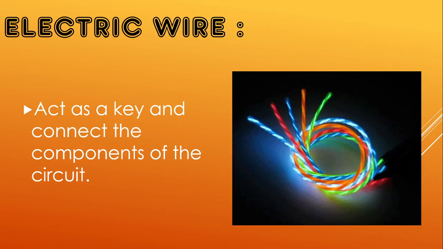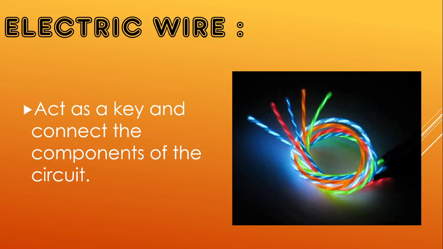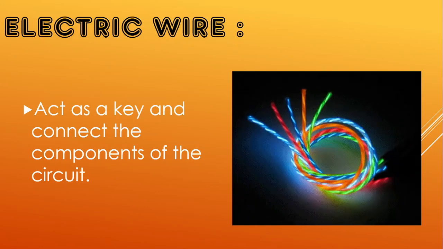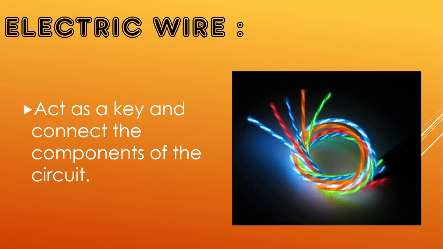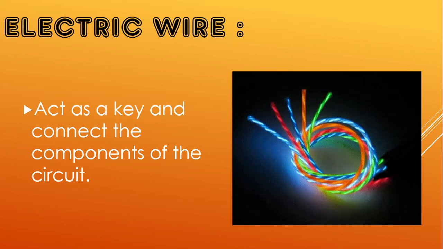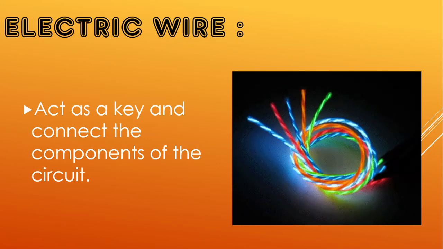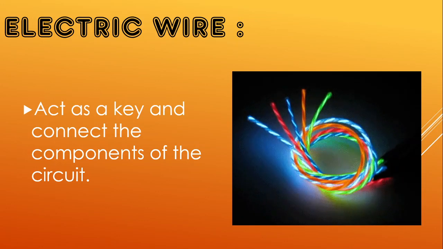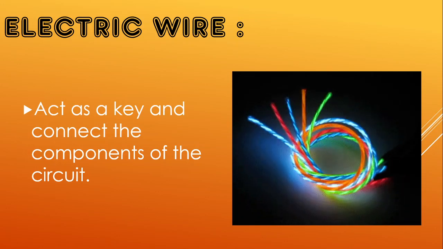Last one, electric wire. It acts as a path and also connects the components of the circuit. An electric wire is a conducting path in a circuit through which current flows. It is usually made out of a metal that is a good conductor of electricity.